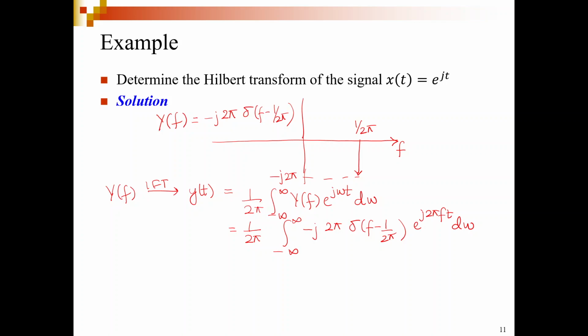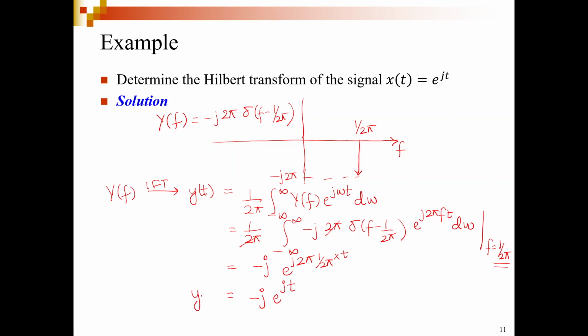So what I will do here is this 2 pi and this 2 pi are going to get cancelled. This particular integral will only exist for a value of f equal to 1 by 2 pi. So the entire integration will boil down to a single point where f is equal to 1 by 2 pi. So the result is minus j into e to the power j 2 pi, and in place of f, you replace it with 1 by 2 pi, into t. So this results in minus j into e to the power jt.